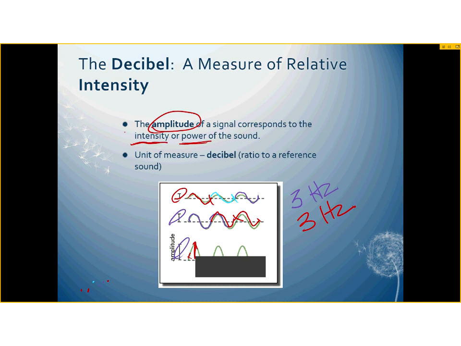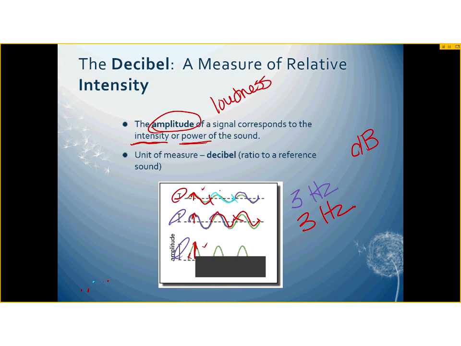And so amplitude represents a sound's intensity. And we can measure the amplitude, so this would have a greater amplitude than this wave or this one. So the unit of measure is decibel. And so this would have a higher decibel reading than the first sine wave. Our perception of amplitude or intensity is loudness.